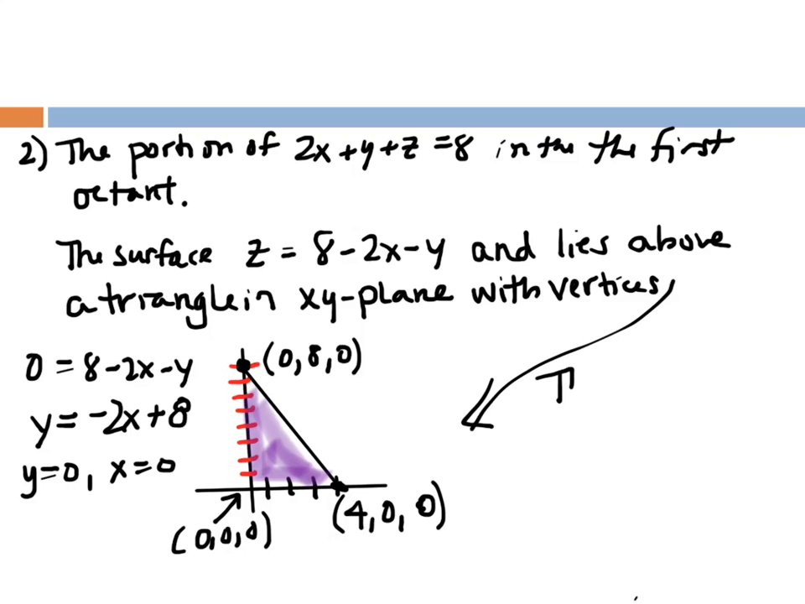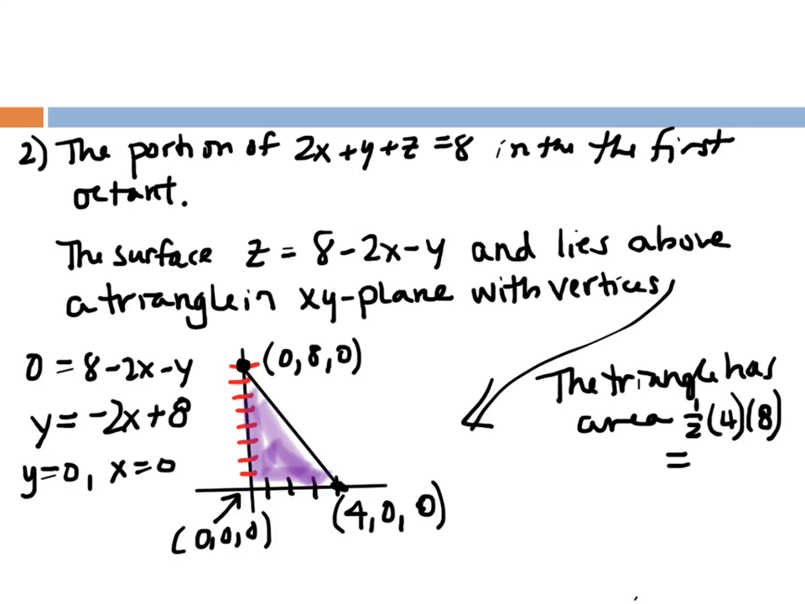The triangle itself has area 1/2 the base, which is 4, times the height, which is 8, or a grand total of 16. And f sub x in our equation is negative 2, and f sub y is 1. Alright, so those are the details that we need to work with in order to find this double integral.